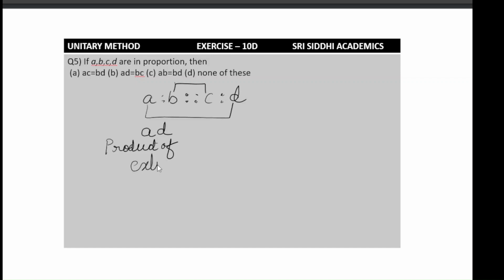I'm just writing this for better clarification for all those who have not seen the previous videos and are coming directly to watch this video. So AD is the product of extremes and BC is the product of means, and both are equal according to the proportion definition. So AD equal to BC will be the correct answer. Option B is AD equal to BC. So the answer for question number 5 is AD equal to BC. Let's move to the next question.